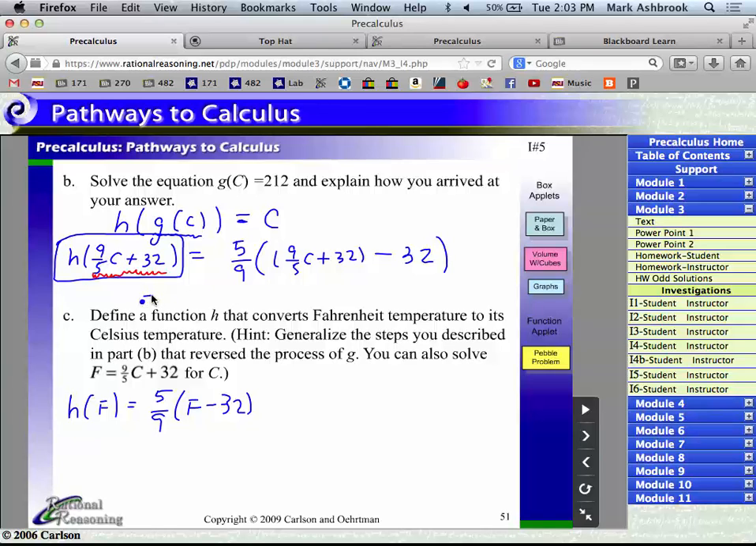Okay, now we can do a little bit of work here. So what can I do in the parentheses? Does that simplify it at all?